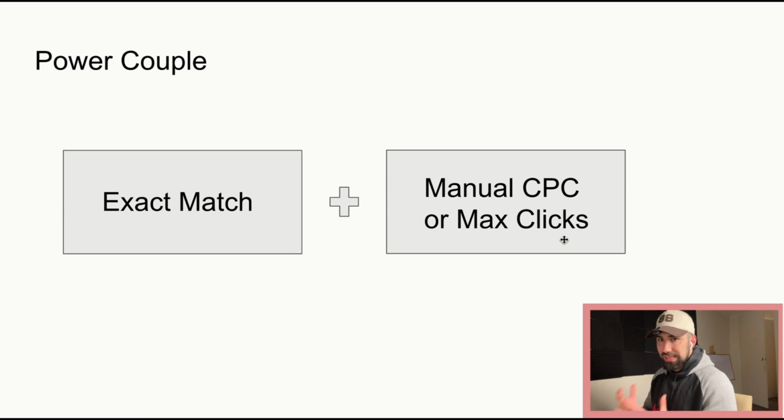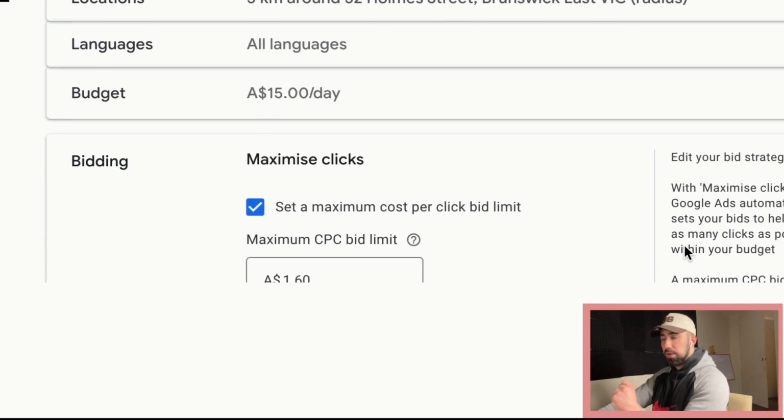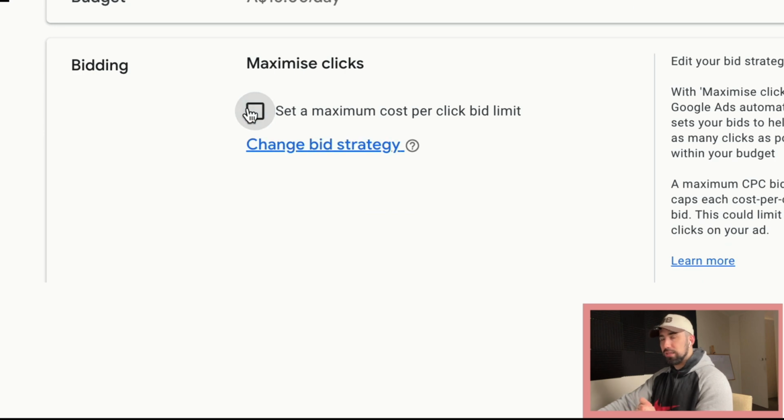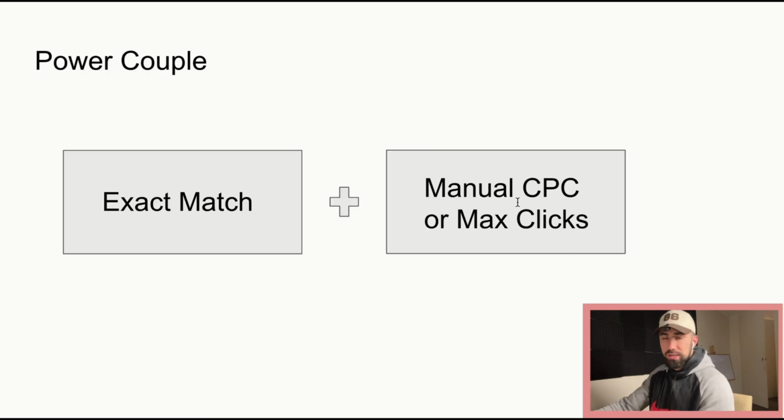Max clicks is not as manual as manual CPC or enhanced CPC, but I suggest max clicks with a cap on how much you pay for that click, or a manual CPC campaign. No enhanced manual CPC, just manual CPC. Indeed, they're going to take away enhanced manual CPC, so you're just going to have manual CPC. Exact match and manual CPC.